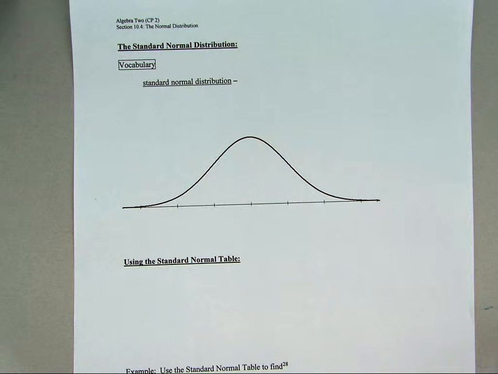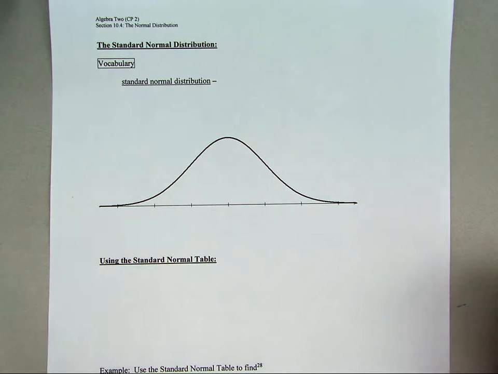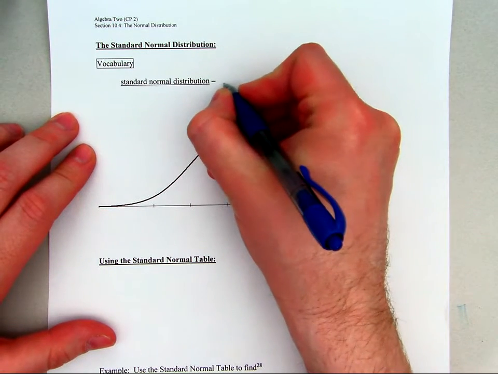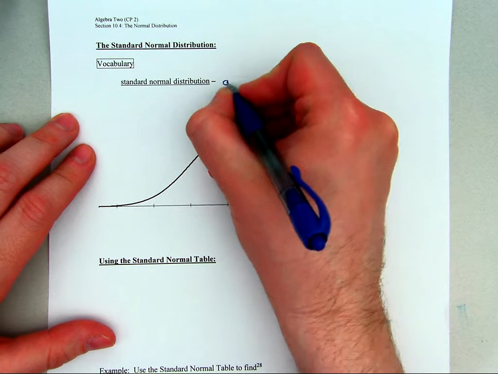We're on page 27 in the notes. Last time we started talking about the standard normal distribution. I want to just review what we were doing at the end of class last time to make sure that the new stuff we do today makes some sense. A standard normal distribution is just a normal distribution with a mean of 0 and a standard deviation of 1.